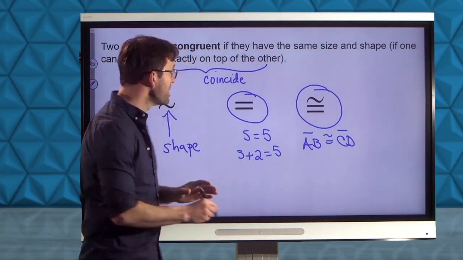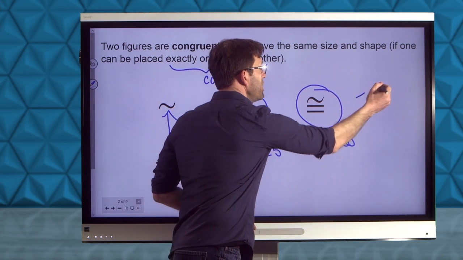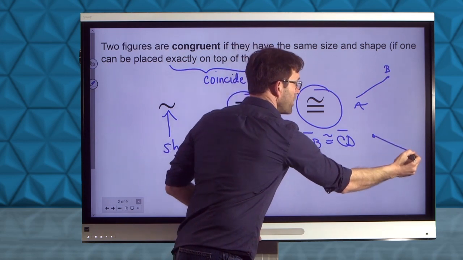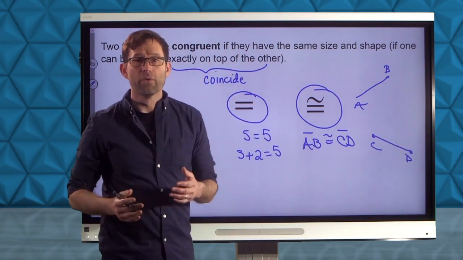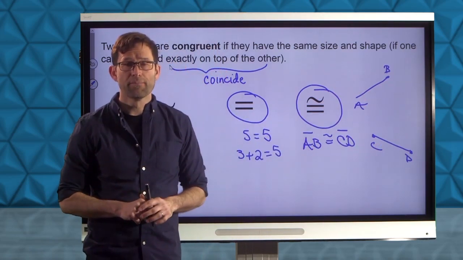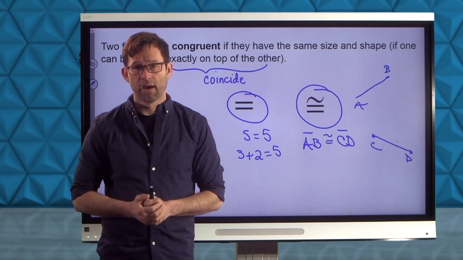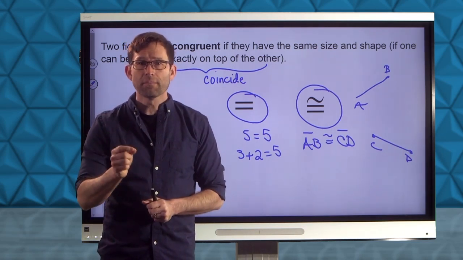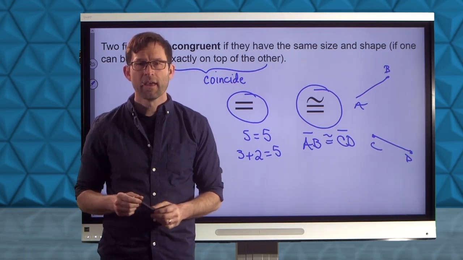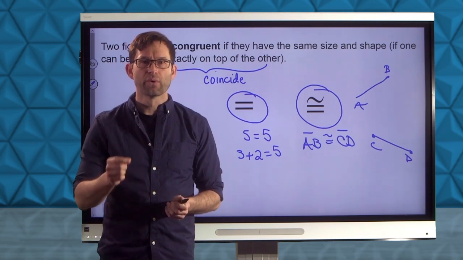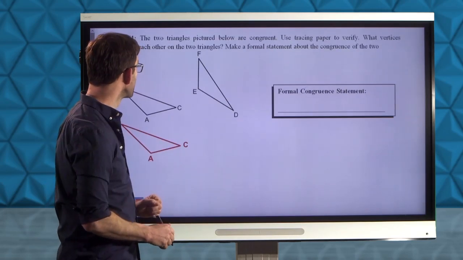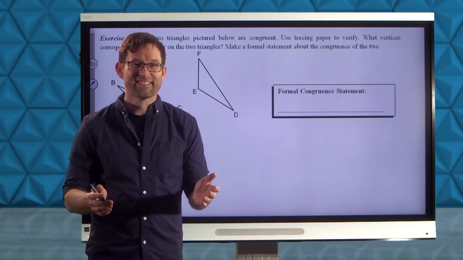And the idea then is that if I've got, let's say, line segment AB like this, and line segment CD, and I know they're congruent, then what that means is that I could take this thing and lie it on top of CD, and it would completely and exactly cover it. All right? So the same size and shape, two geometric objects then are congruent. Now let's try to make the connection between congruence and rigid motions. All right, but first an exercise.